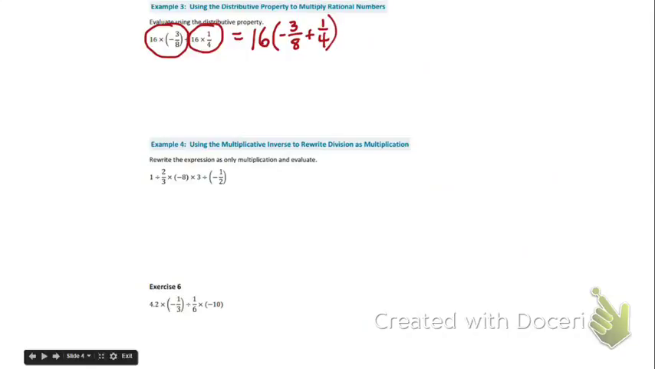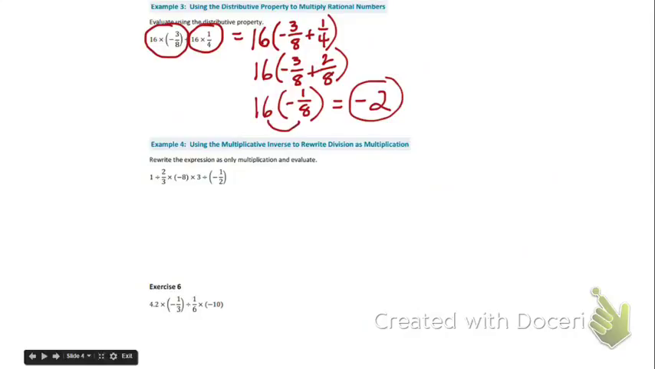Alright, and if you did that, then you can just go ahead and combine these fractions, just making like fractions, of course. You got negative 3/8 plus 2/8, because 1/4 is the same as 2/8, and then 16, and then you just combine those, and that's a negative 1/8. Okay, and then 16 times negative 1/8, of course, is a negative 2. Okay, because 16 times 1/8 is 2. 1/8 of 16 is 2, and it's negative because it's a positive times a negative.